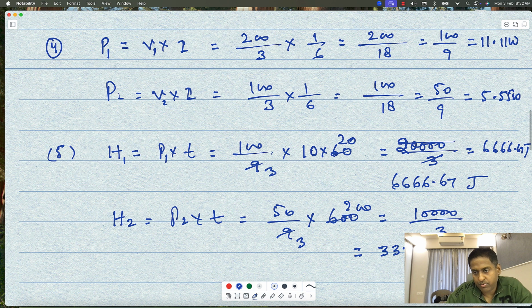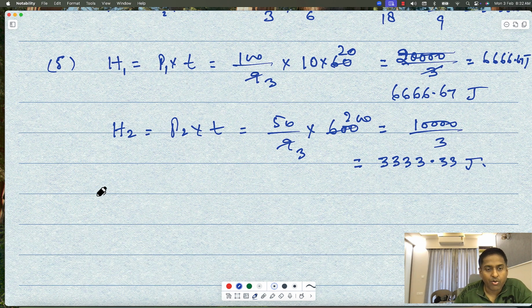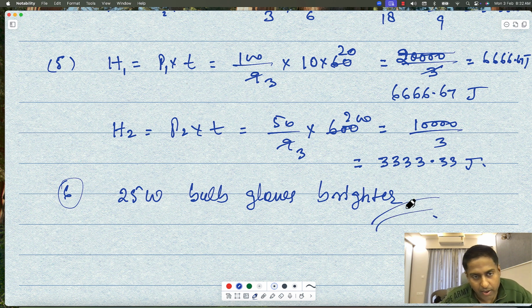Now we have 3,333.33 joules, and so finally the sixth point is that the 25 watt bulb glows brighter. Yes, and that is the answer. So one learning here is that in series combination, the lower the power, the more the brightness, and then we'll see just the opposite in parallel combination in the next video.